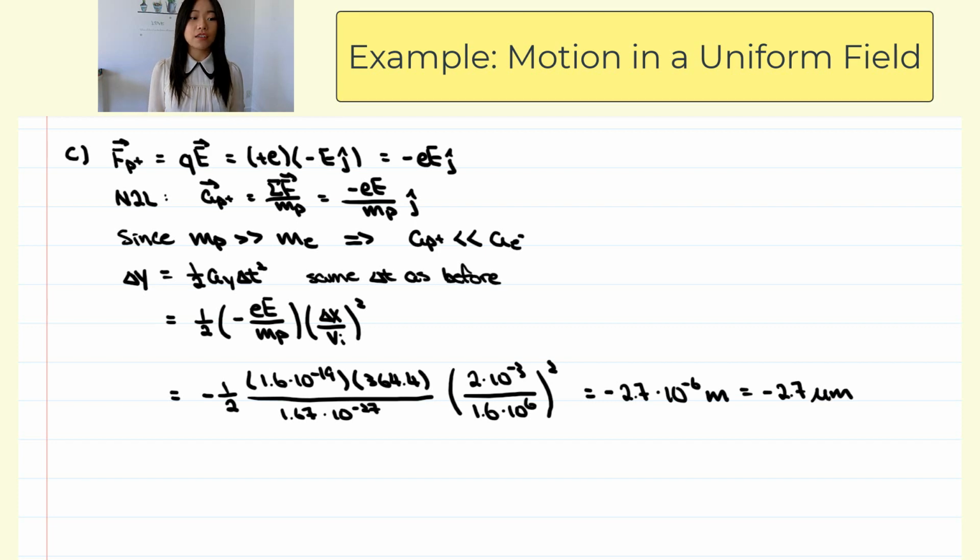So this is a lot smaller than half of the distance between the plates. Half of the distance was 0.5 centimeters. But now the proton only traveled 2.7 micrometers. And the reason why the electron and proton travel different displacements is because the mass of the proton is a lot greater than the mass of the electron. So its acceleration would be a lot smaller than the acceleration of the electron.